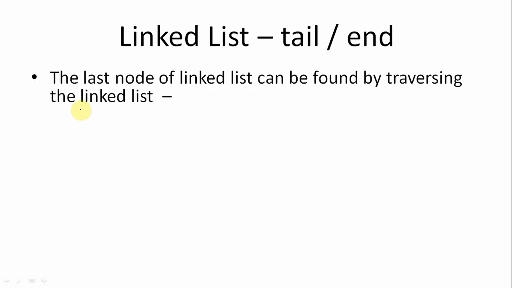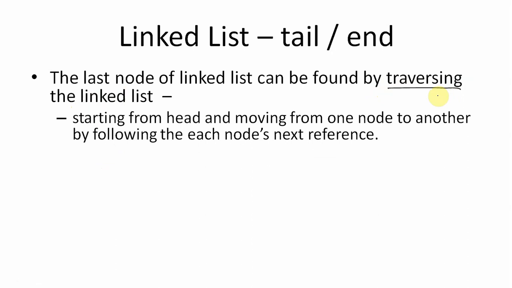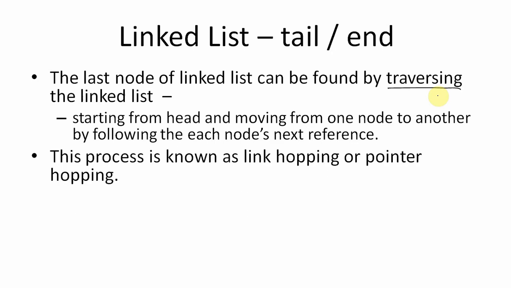Otherwise, you can find the last node of the linked list by traversing the linked list, starting from head and moving from one node to another by following each node's next reference. That way you can reach the last node. And how do you identify the last node? A node whose next reference is referring to a null value is the last node. This process is known as link hopping or pointer hopping.